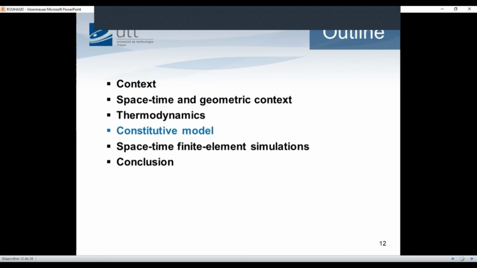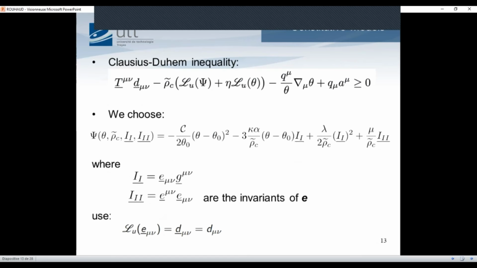So this leads me to constitutive model derivation. I consider the Clausius-Duhem inequality that was just derived, and I choose a specific form for the free energy, which is detailed here, to obtain the constitutive model. The form of the free energy that I choose corresponds to a reversible material. It is also isotropic. This is why I use here the invariants of the deformation tensor, defined here.